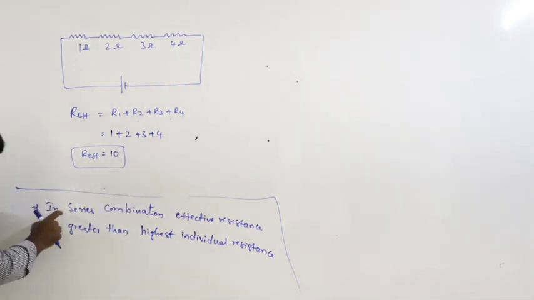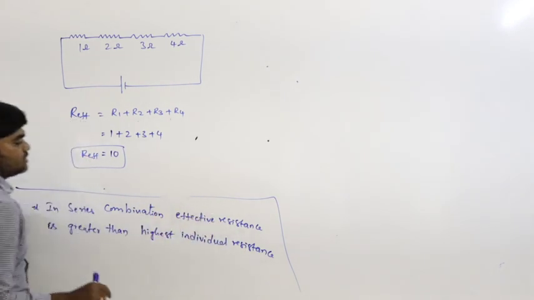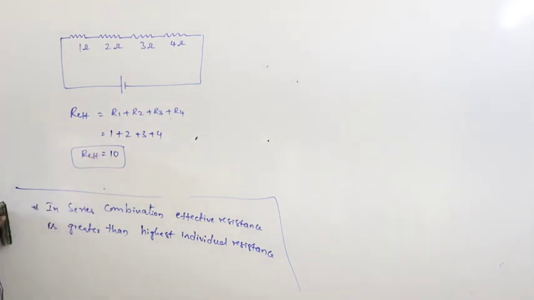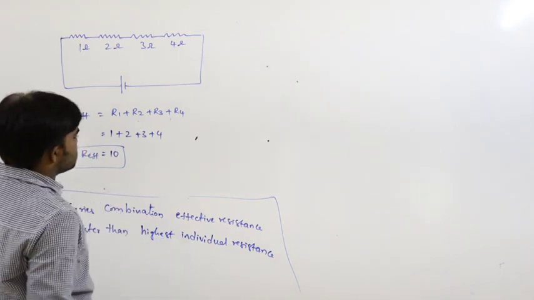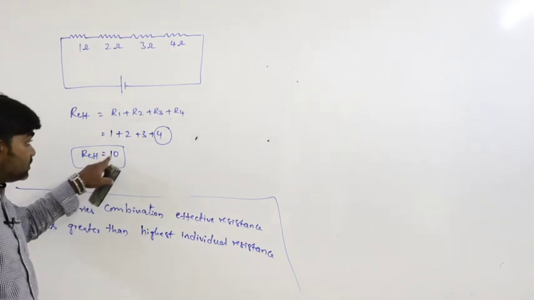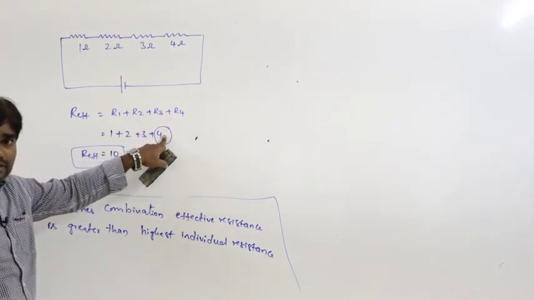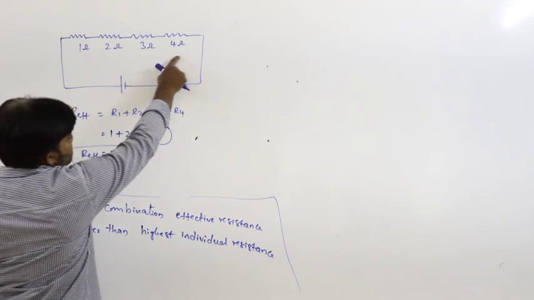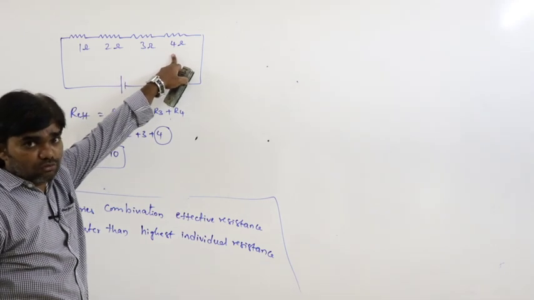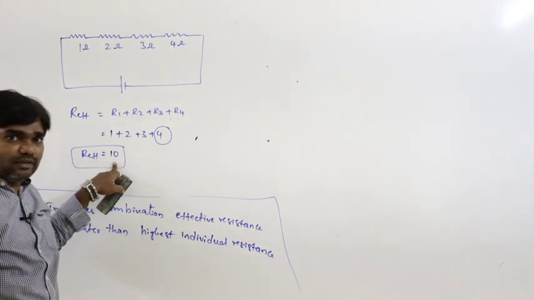So according to this, in series combination, effective resistance is greater than highest individual resistance. What is the value of R effective here? R effective is 10. And what is the highest individual resistance here? 4. So here R effective is greater than the highest individual resistance. Among the given resistances, which one is the highest value? 4. But we got R effective equal to 10.